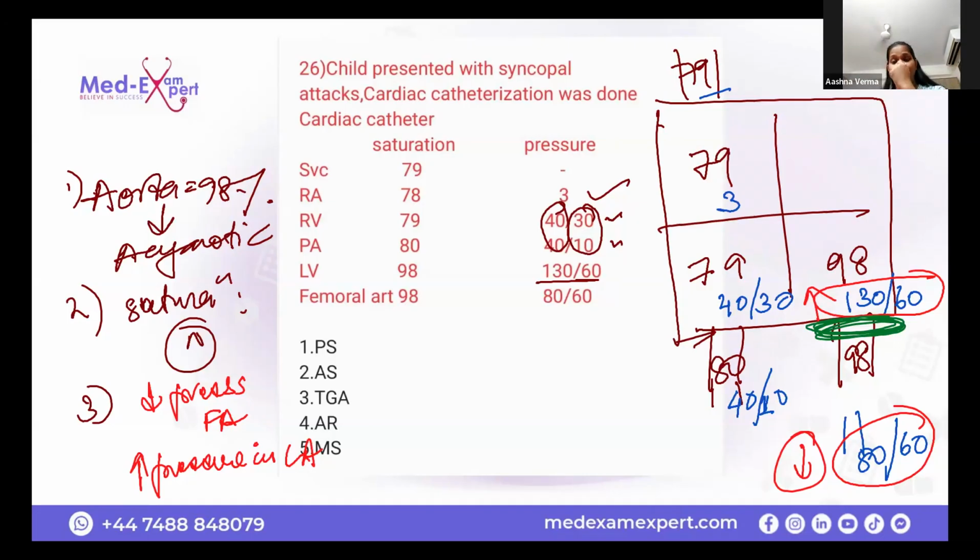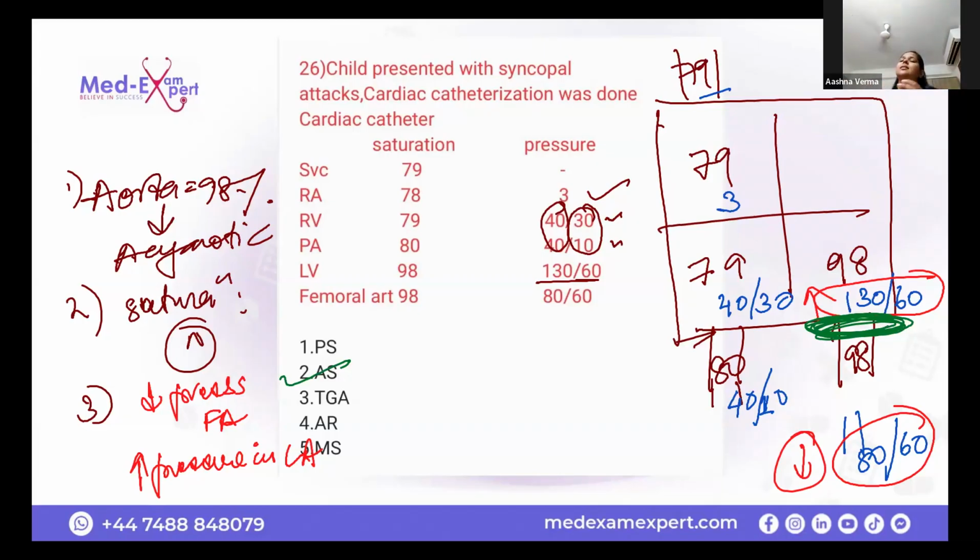Okay, but had they given you coarctation of aorta, they would have given you a proper age group maybe. But here, the only option that they have given is aortic stenosis. So this is the option which is correct. There is some obstruction at the level of left ventricle, between the left ventricle and the aorta. Here it would be at the level of the aorta, giving such high pressures in the left ventricle.